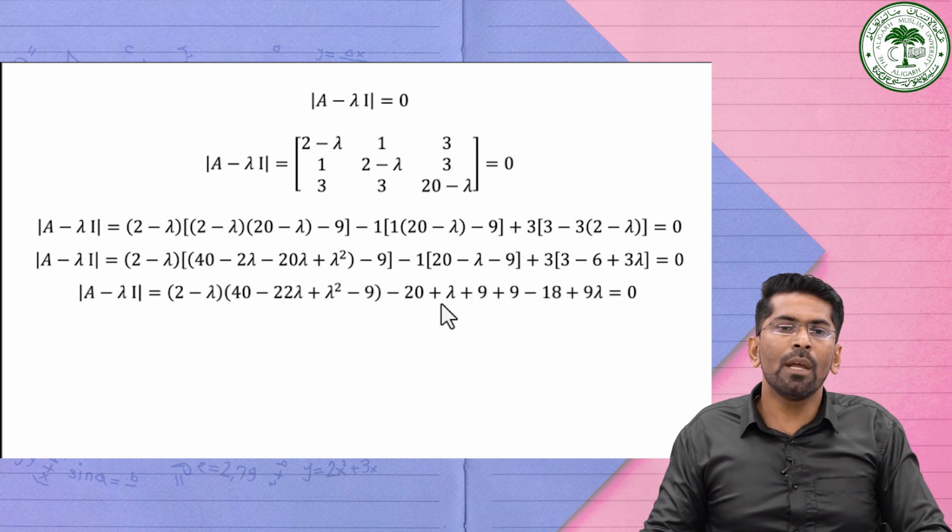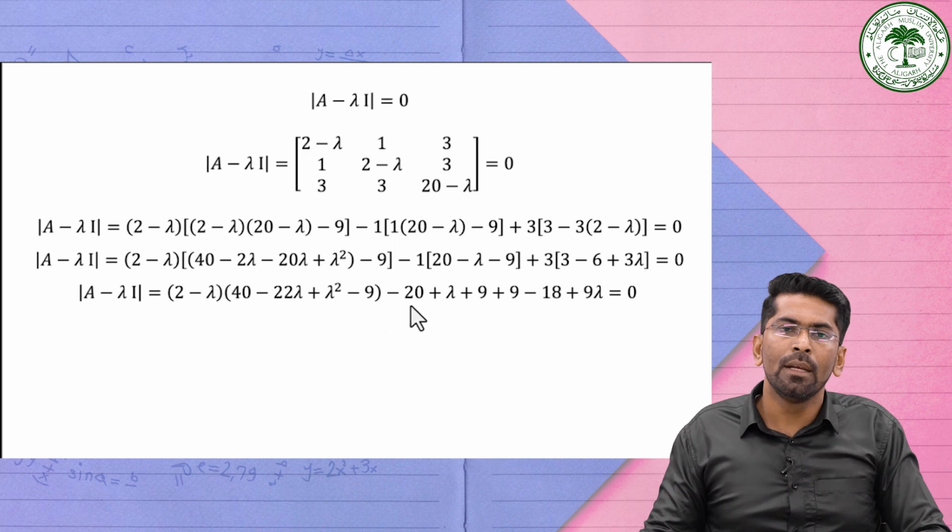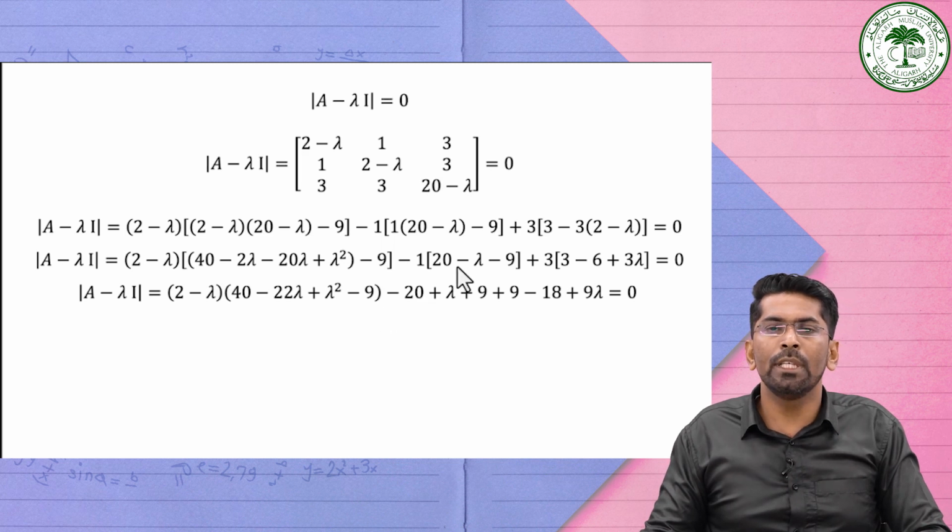Now we multiply again, see here 2 minus lambda, and this we can simplify: 40 minus 2 lambda minus 20 lambda, which becomes minus 22 lambda plus lambda square minus 9. Then multiplying minus 1 into this bracket term, it becomes minus 20 plus lambda plus 9, plus 3 into 3, which is 9, minus 3 into 6, which is minus 18, plus 3 into 3 lambda, which is plus 9 lambda, equal to 0.